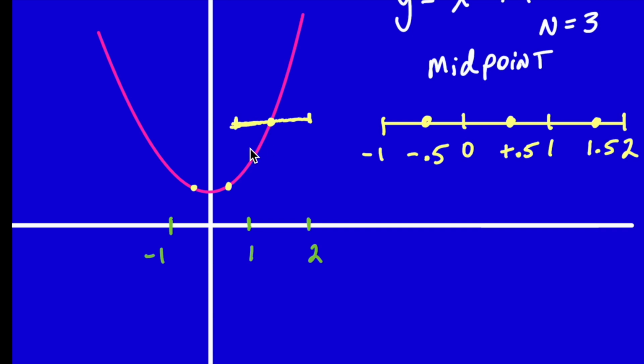Okay, the next thing I'm going to do is go to the next midpoint here, and I'm going to draw a horizontal line to the right. This is at 0.5 here. I'm going to make a horizontal line to the right until I get to the 1, and then I'm going to go to the left until I get to the 0.